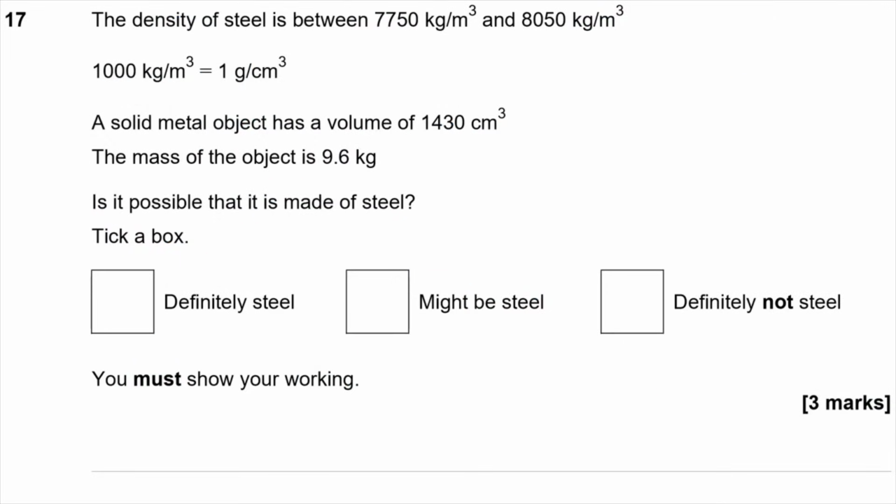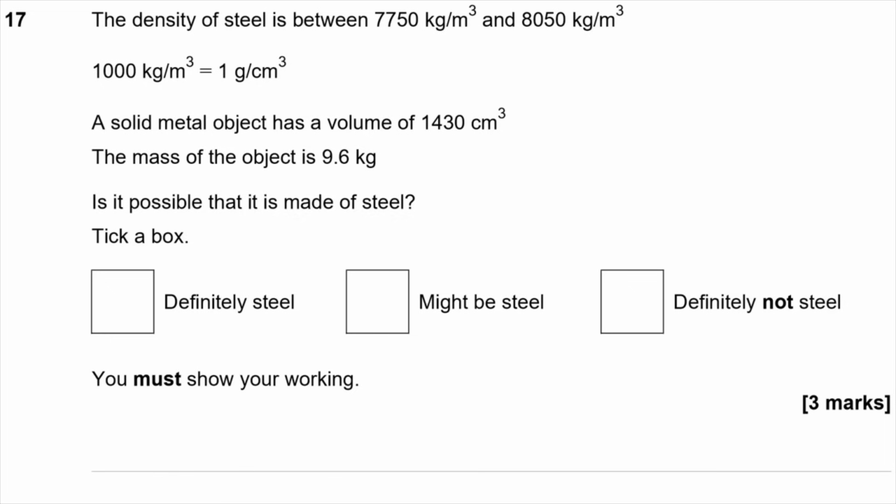We're told that the density of steel is between 7,750 kilograms per cubic meter and 8,050 kilograms per cubic meter. We're given that 1,000 kilograms per cubic meter is equal to 1 gram per centimeters cubed. And we're told that a solid metal object has a volume of 1,430 cubic centimeters. And we know the mass of the object is 9.6 kilograms. And the question is, is it possible that it's made of steel?